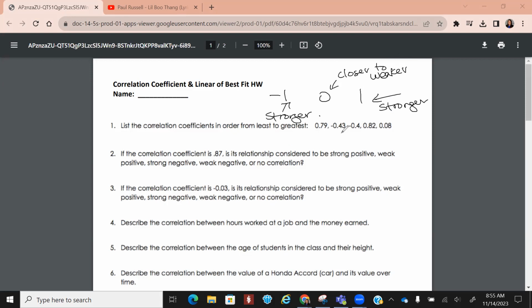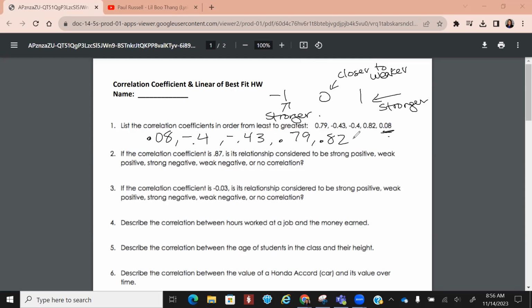Okay, so looking at these numbers, what's the closest to 0? Okay, and then what's the next closest number to 0? Okay, so then the next one would be what? We got 0, -0.4, and then we've got -0.43, and then we've got 0.79, and then we got 0.82. So notice how I'm not paying attention to whether it's positive or negative. I'm paying attention to how close to 0 it is, okay?